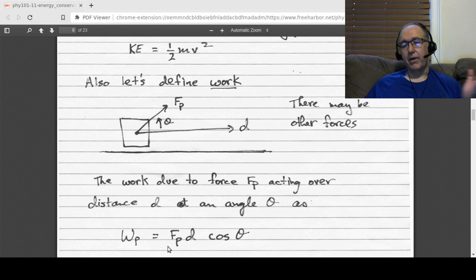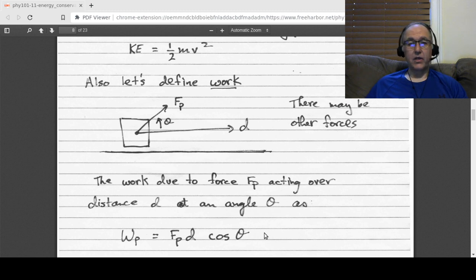Think about it this way: how tired do you get pushing something? Well, the harder you push, the more tired you're going to get. How much work you do is roughly proportional to how tired you get. The harder you push, the more you're going to get tired, the more work you do. The further you push, the more tired you're going to get, okay?